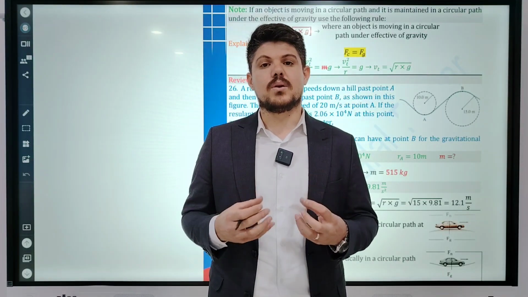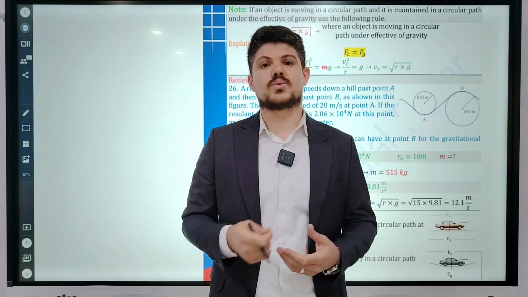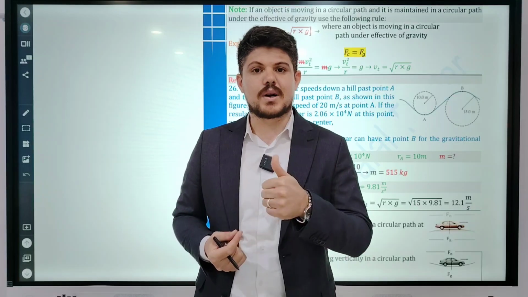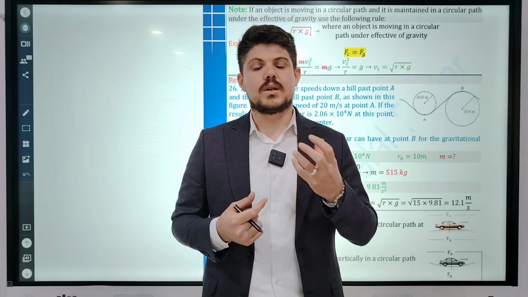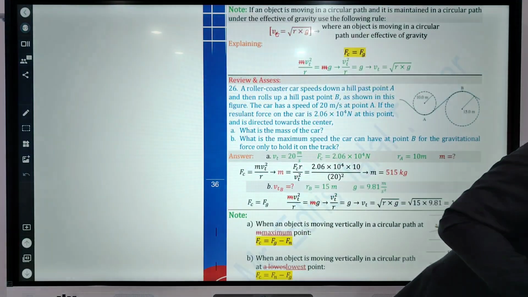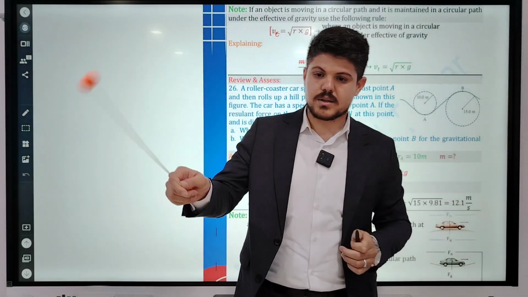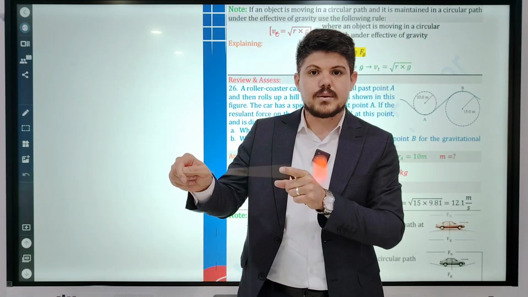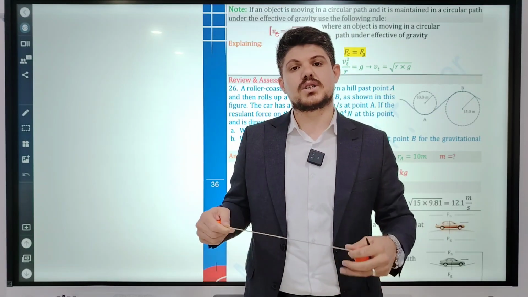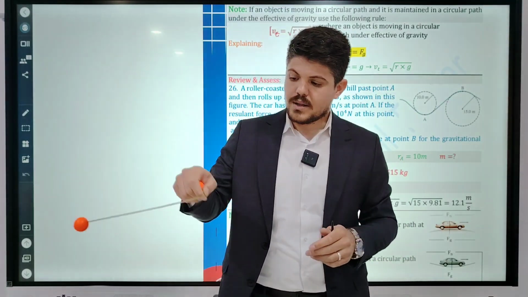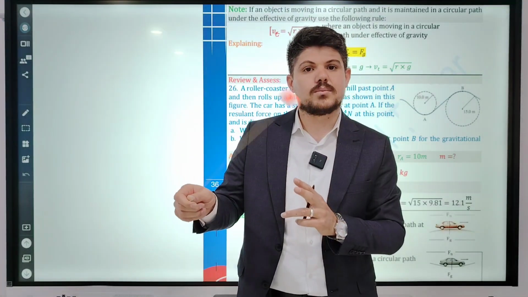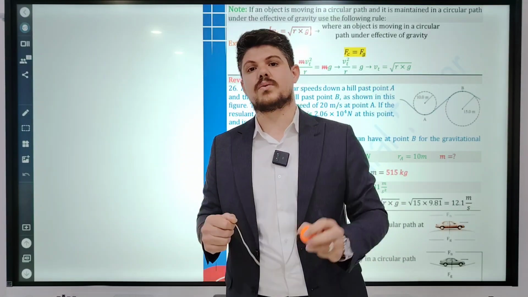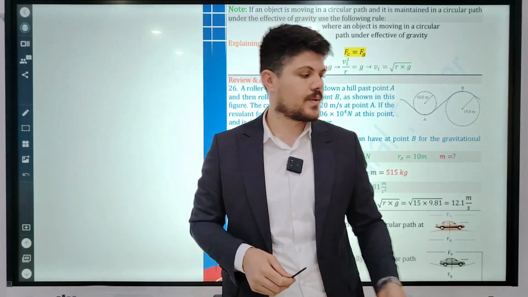For example, when a ball is tied at the end of a string and the string is whirled in a circular path, the string provides the centripetal force, so the object moves in a circular path, such as this ball. Look at this ball. In this example, the centripetal force is provided by the tension force, which is the rope. In the case when the rope breaks, the object cannot maintain a circular path. Instead, it flies off in a linear path because of inertia.